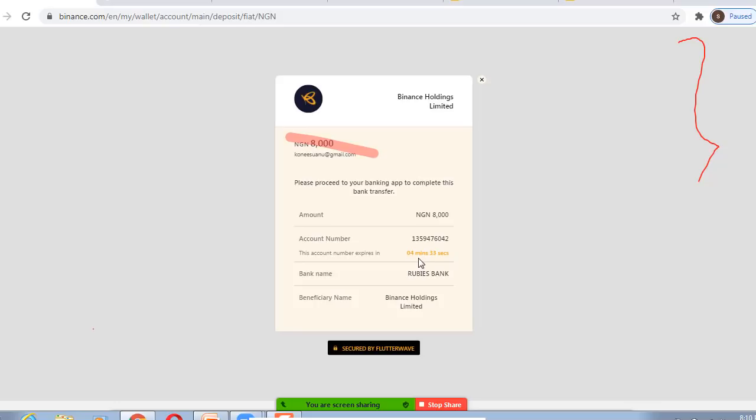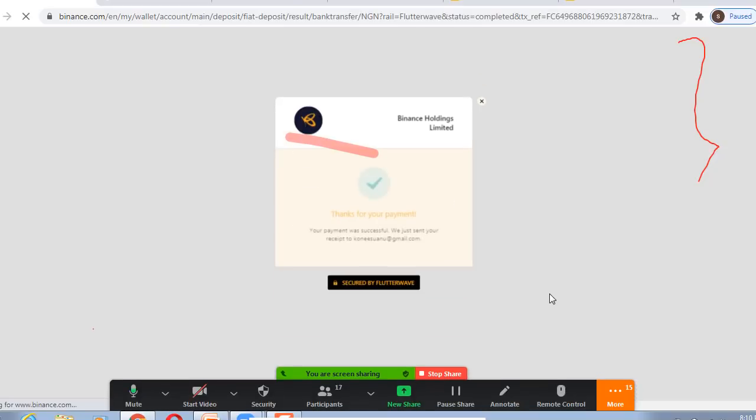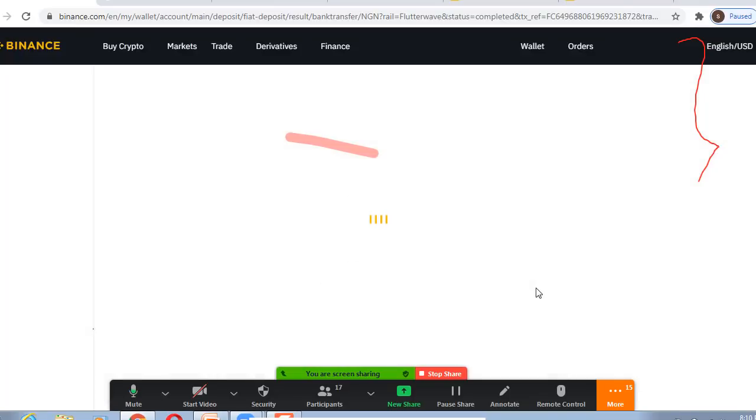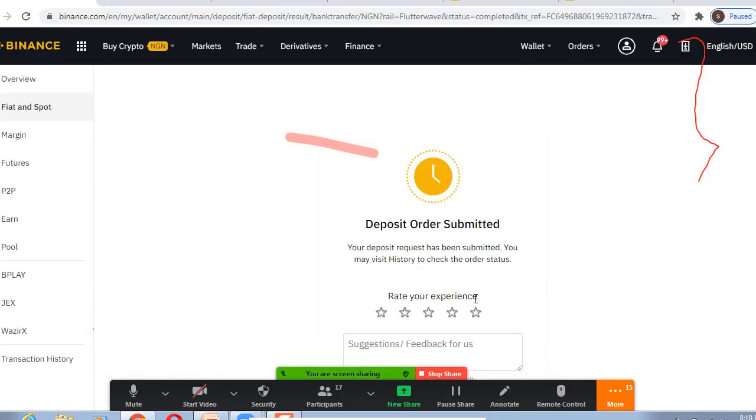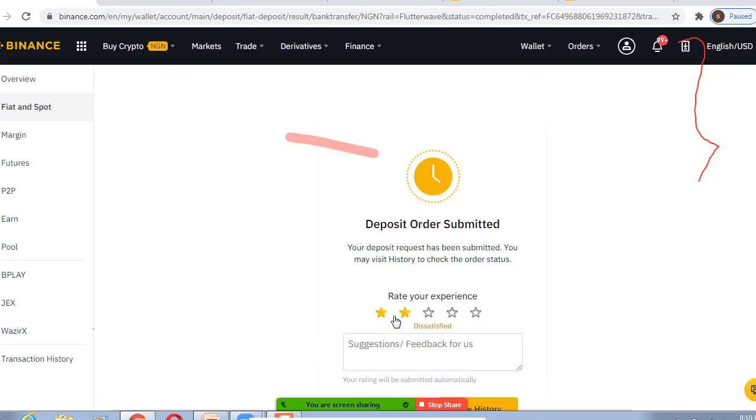So once the 5 minutes have elapsed, it will reflect my 8,000 naira, from which they will charge 150 naira, in my account. And then I'm good to go. I can now convert my deposit, which is naira now, to BTC. As you can see, it has reflected already.